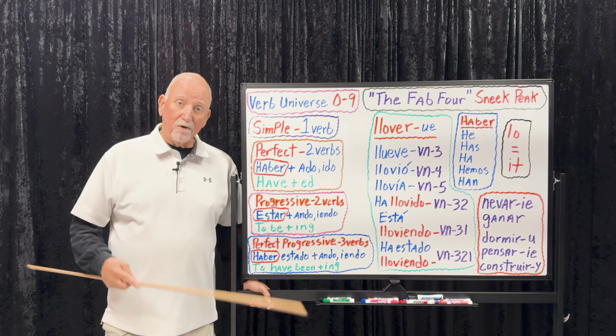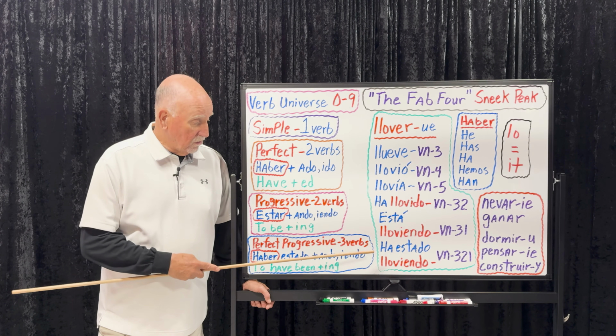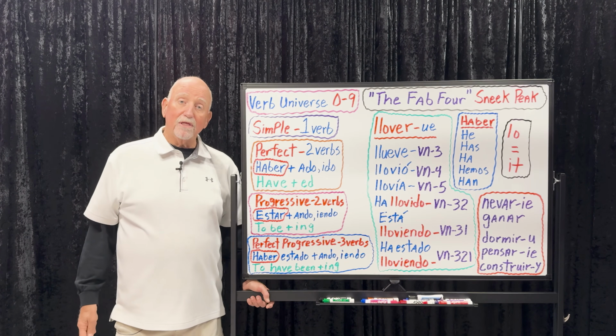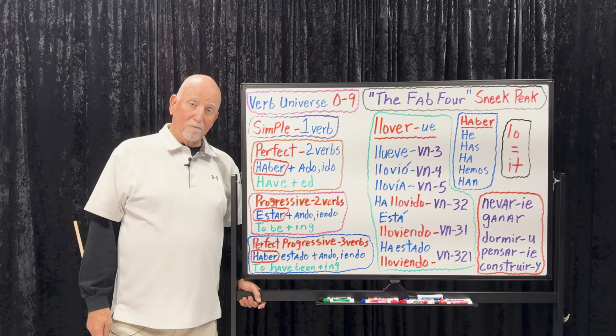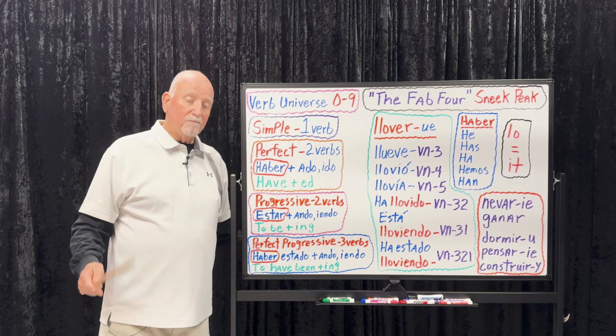Well, let's go rob Peter to pay Paul. Let's go back and take the a here. So we're going to go lo he estado pensando. I have been thinking about it. Lo he estado pensando. It's easy, guys. It is so easy.